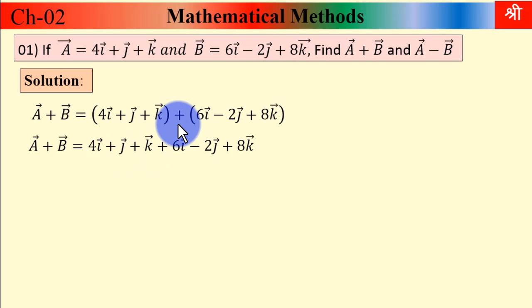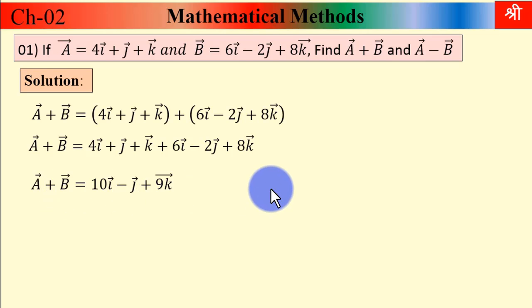So here we can write the same step. We have just removed the bracket. 4i plus j plus k plus 6i minus 2j plus 8k. So add the corresponding components, x component of first vector with x component of second vector, means this 4i plus this 6i. Therefore we get 4i plus 6i equal to 10i, this j minus 2j means minus j, this k plus 8k means 9k. So this is addition of two vectors a plus b. This is answer of first part, very simple example.